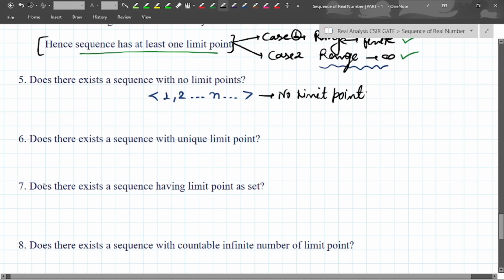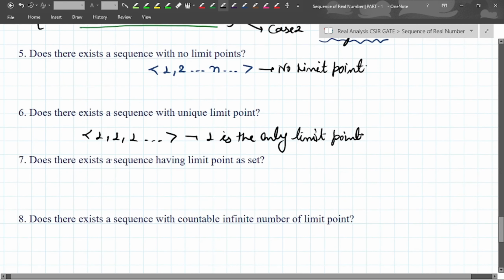Next, does there exist a sequence with a unique limit point? Yes, 1, 1, 1, which we have already seen. 1 is the only limit point. Next, does there exist a sequence having limit points as a set? Yes, 1, 2, 1, 2. Here the limit points are 1 and 2.